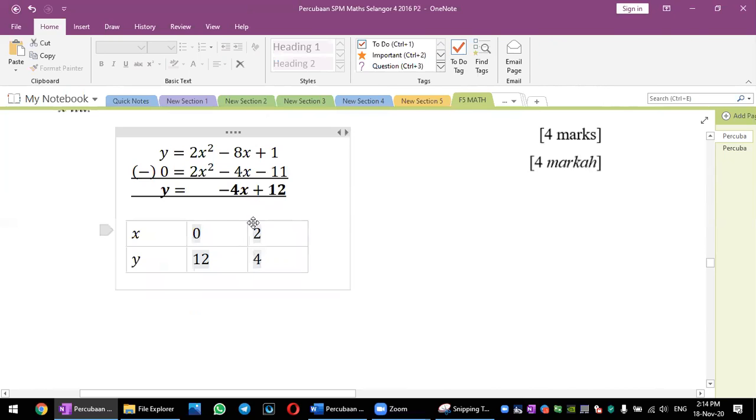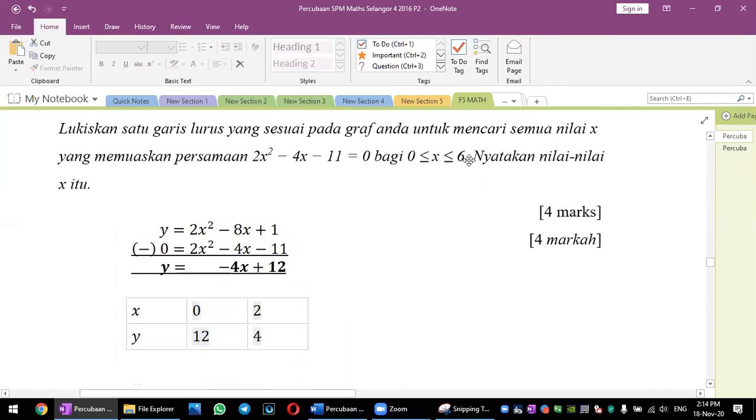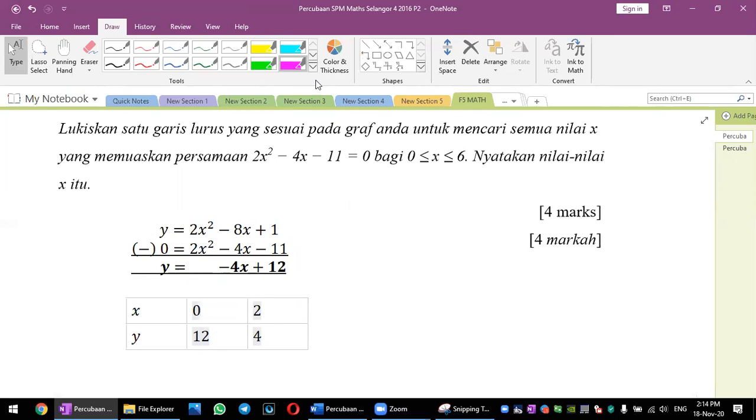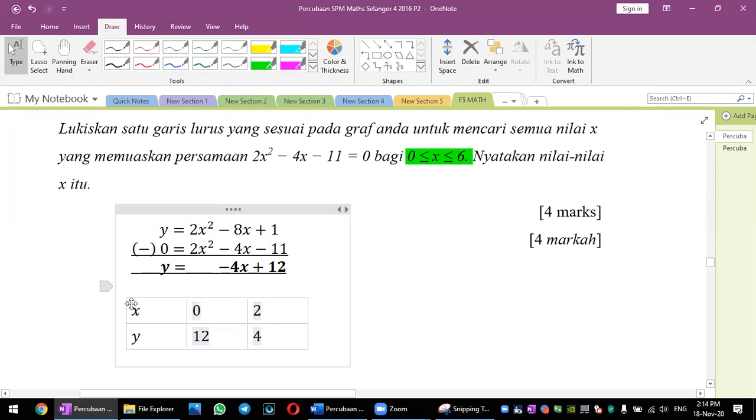Okay, ini ada juga student tanya, boleh tak saya guna nombor lain? Boleh. Kamu boleh guna nombor apa-apa yang dalam julat ini. You can use any in this range, between 0 to 6. But I won't suggest you to use a big number. Okay, why? Because a big number, maybe the y will be outside from your graph. So normally I choose 0 and 2. Okay, so 0, 12, 2, and 4.